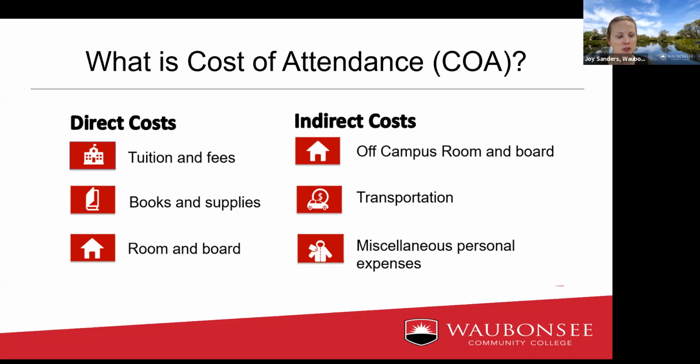So those costs would be if you have an apartment off campus and you have to pay rent, or maybe you really don't have room and board to pay because you're still living at home. But other costs that are being taken into consideration are the indirect costs. So that can include your transportation costs, your personal expenses, all of those things outside of your tuition fees, school supplies.